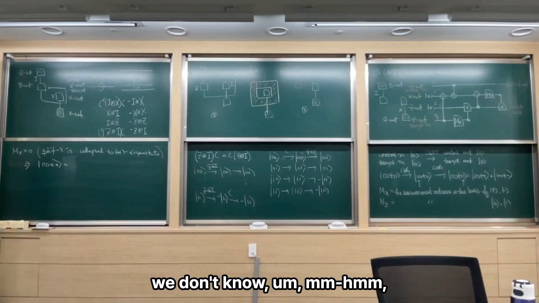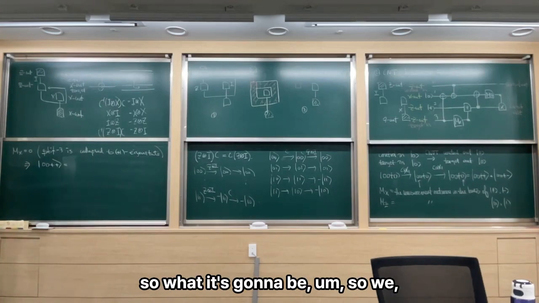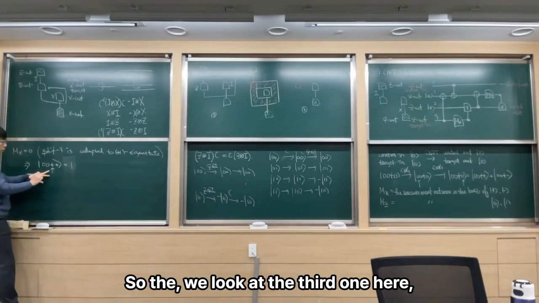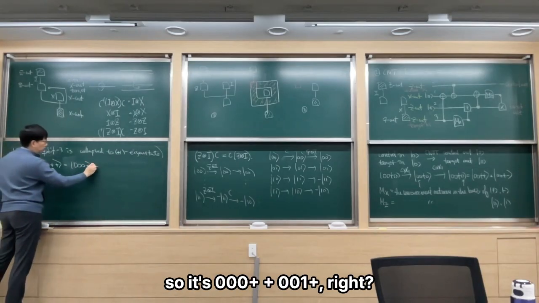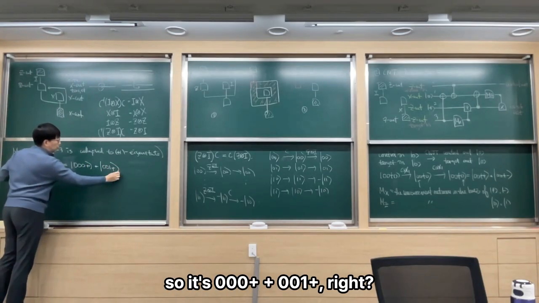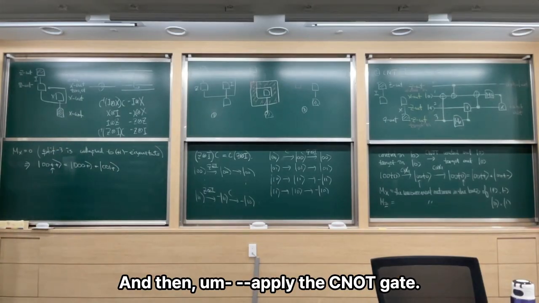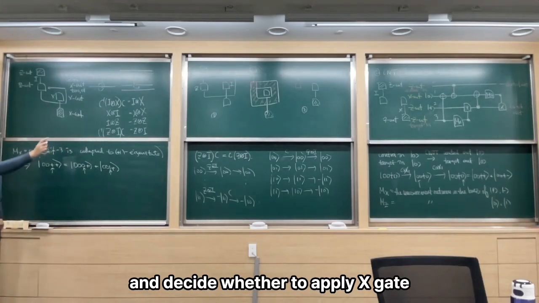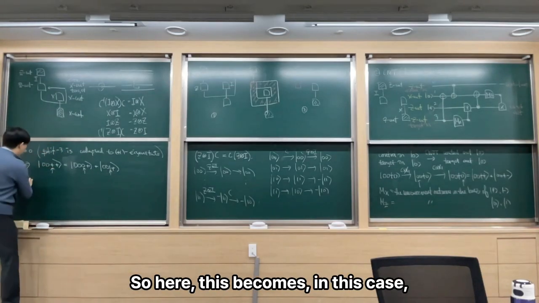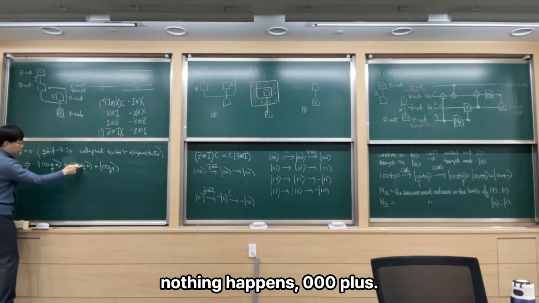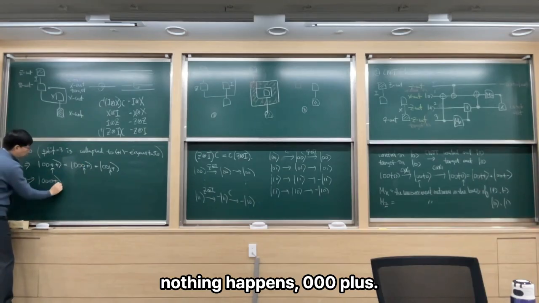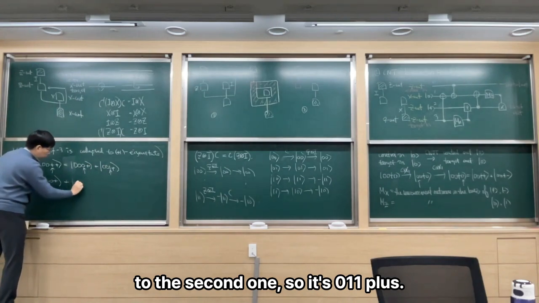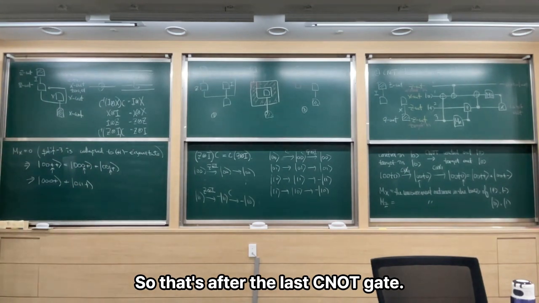So we don't know what's going to be. We have to split this up first. So we look at the third one here. So it's 0, 0, 0 plus 0, 0, 1 plus, right? And then apply the CNOT gate. So look at the third one and decide whether to apply the X gate on the second one. In this case, nothing happens: 0, 0, 0 plus. And in this case, the 1 makes X apply to the second one. So it's 0, 1, 1 plus. So that's after the last CNOT gate.